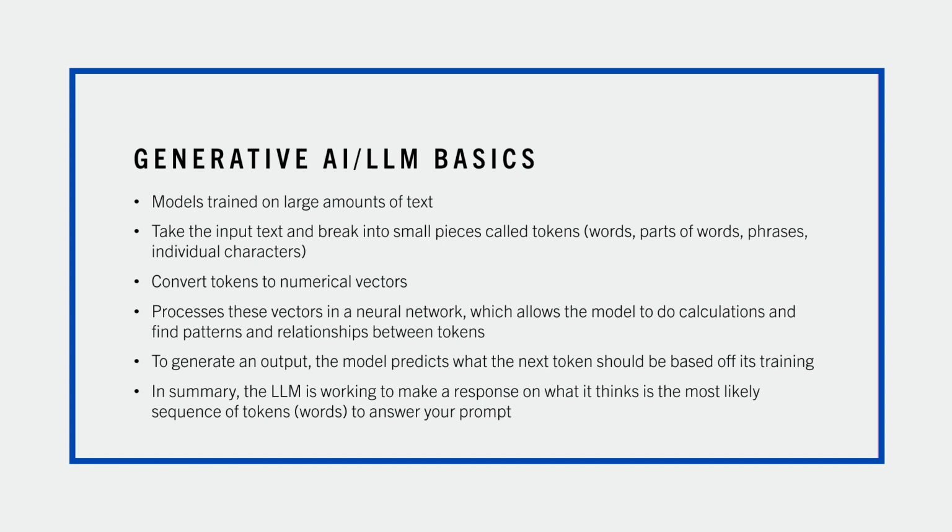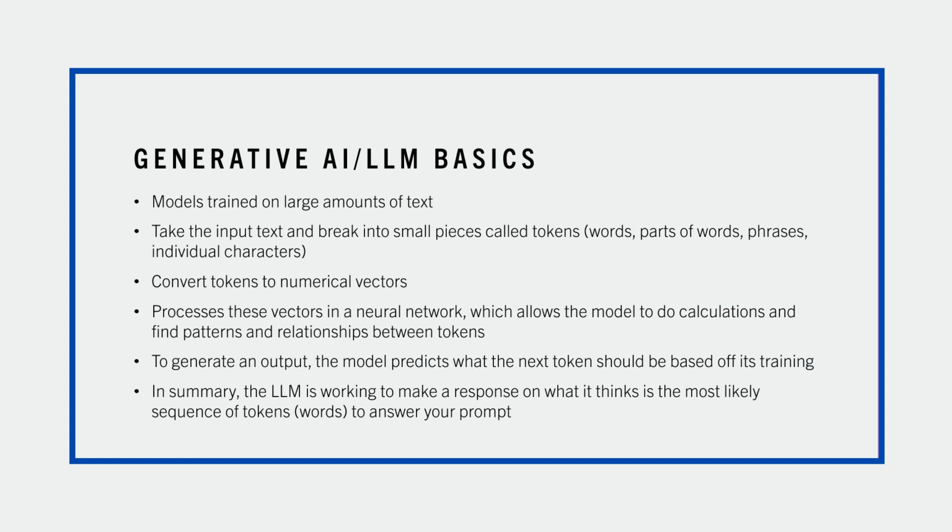Here, we'll briefly go over some generative AI or LLM basics so that you understand how these work. Generative AI or LLMs are models that are trained on very large and vast amounts of text. These models take the input text and break it into small pieces that are called tokens. Tokens can be things like words, part of words, phrases, or even individual characters, depending on the type of model used. From here, the model converts these tokens into numerical vectors.